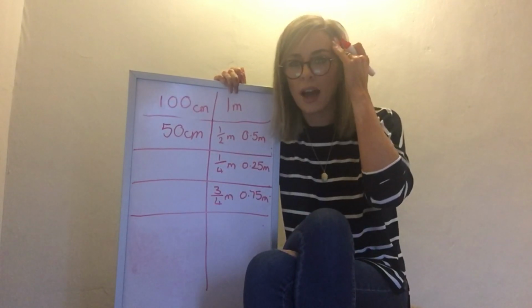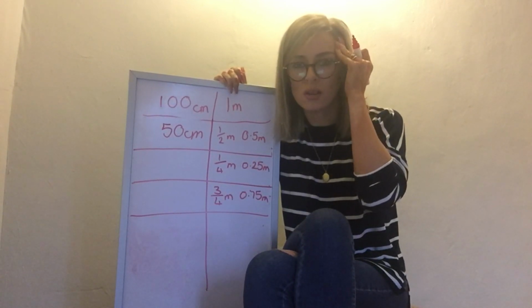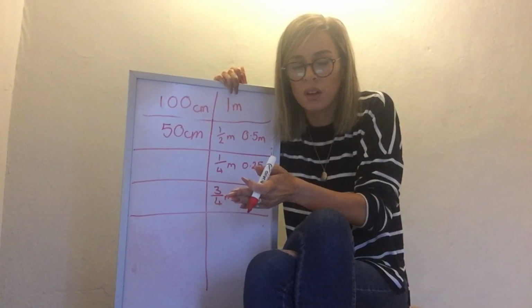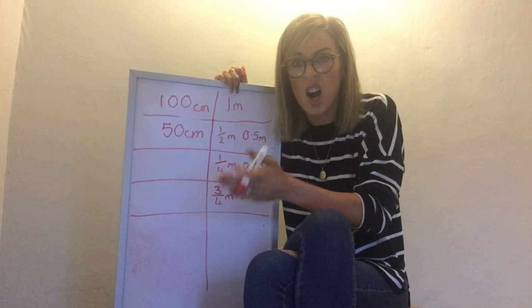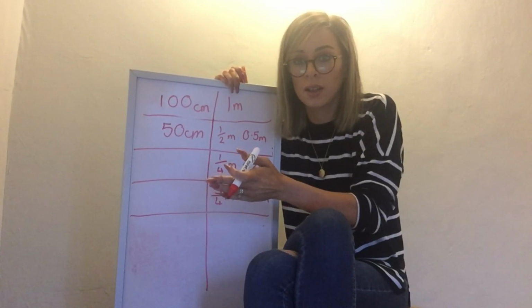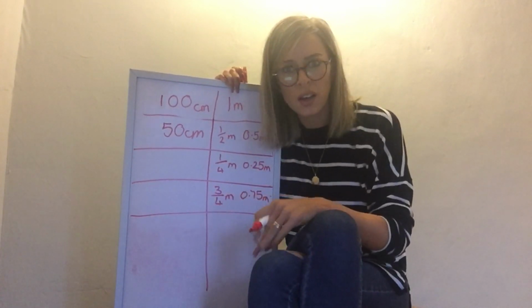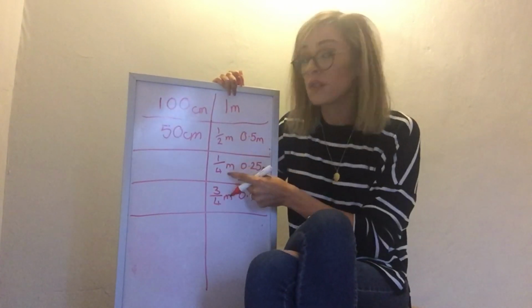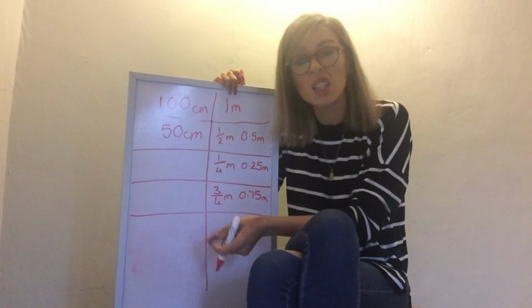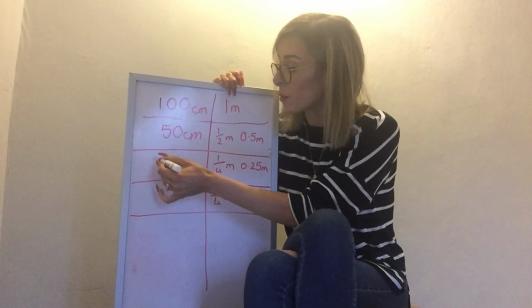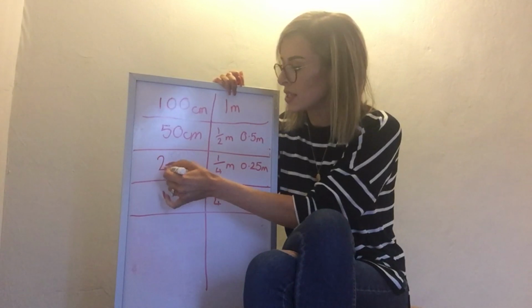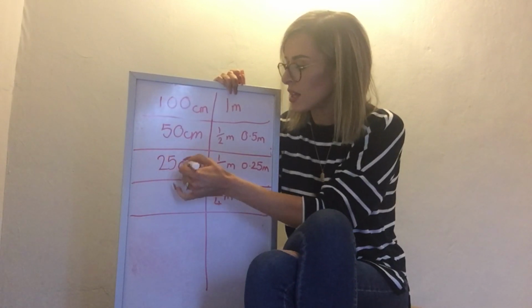If you think about when we did pizza fractions at school, we cut them in half. Okay, Mrs. Thompson ate half a pizza. A quarter is a half of a half. Okay, so it's half again. I'm going to divide by 2. So I'm going to divide by 2 here. So my 1/4 of a metre is 25 centimetres.